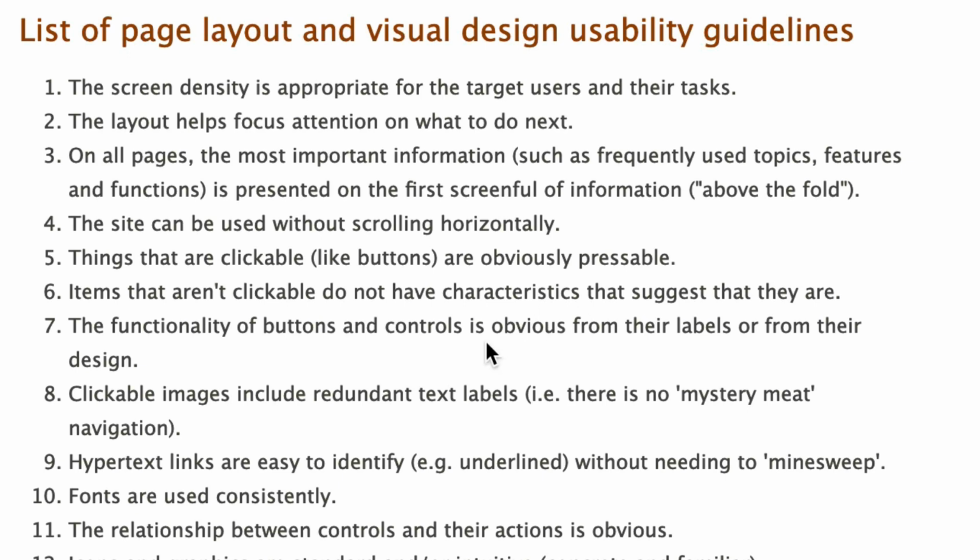The functionality of buttons and controls is obvious from their labels or from their design. That's a bit more problematic. Clickable images include redundant text labels, i.e. there's no mystery meat navigation. That's something we can check for. So there are clearly some that we can test and some that are going to be more problematic.